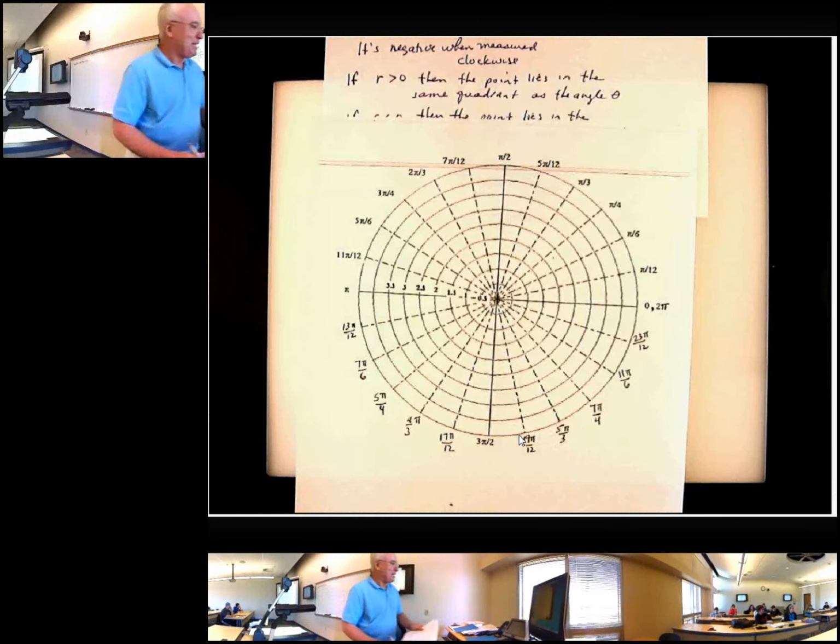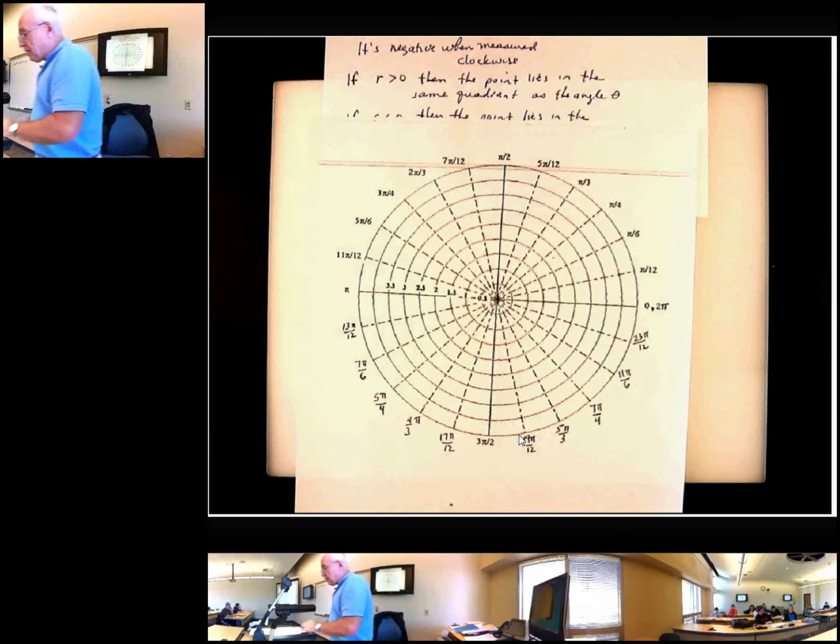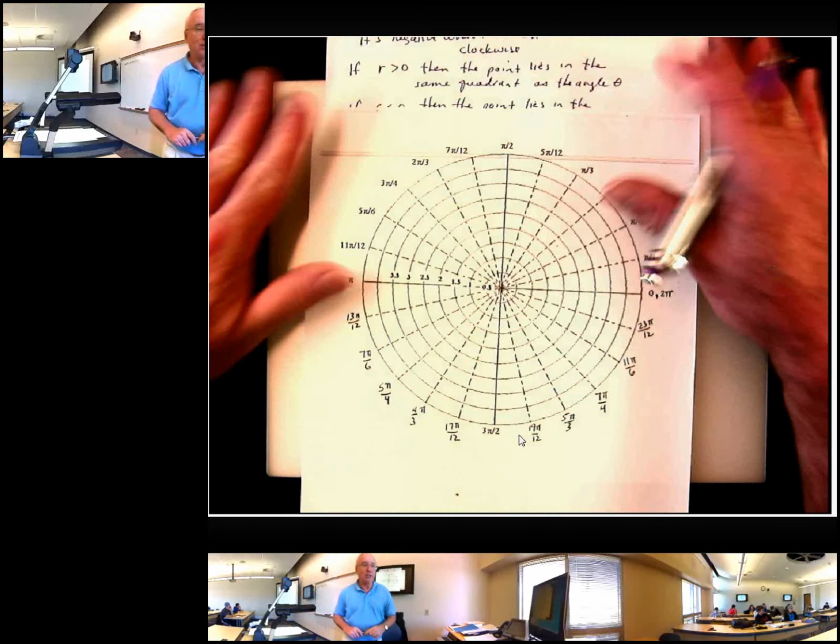Blackboard is what I mean. Okay, so there's plenty of graph paper out there. It's just the cost of printing it out.